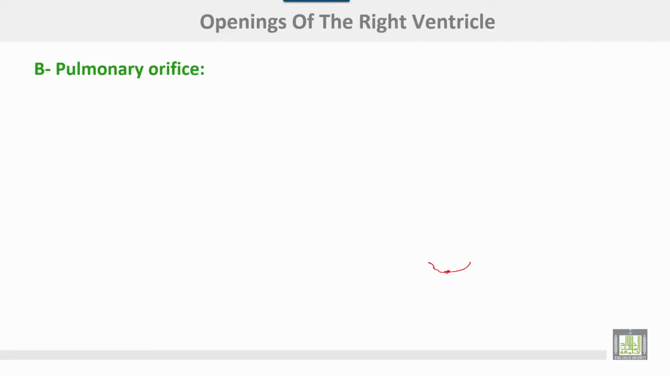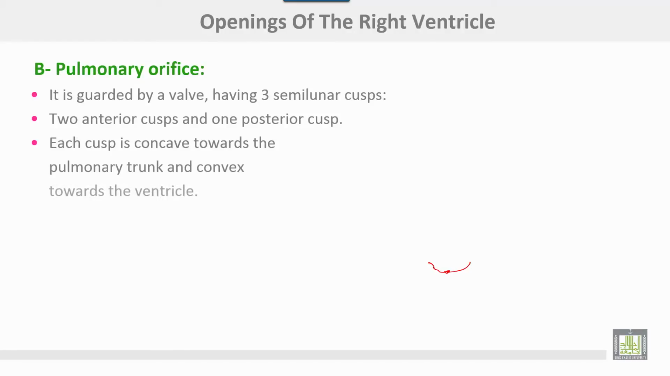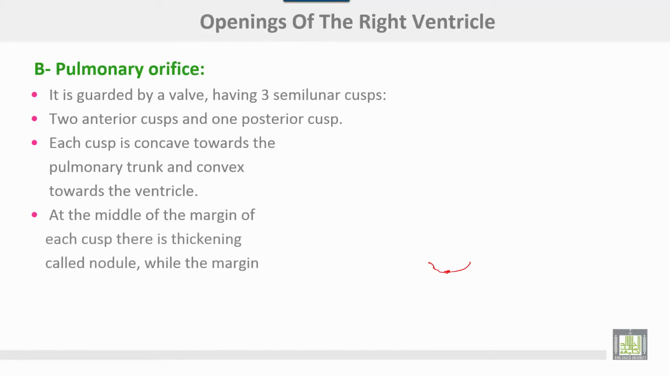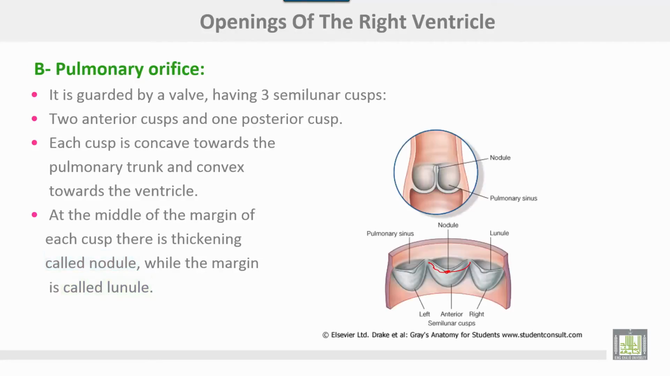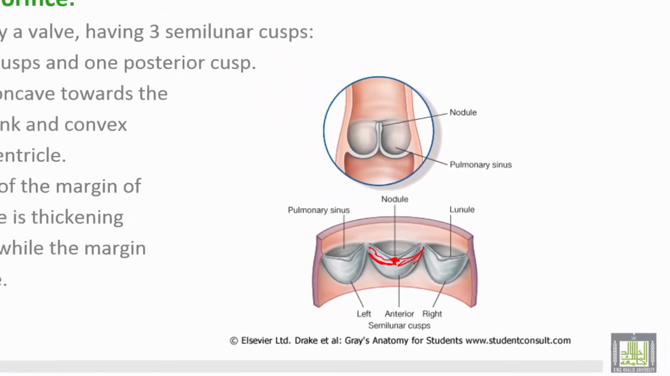Opening of the right ventricle, the pulmonary orifice, is guarded by a valve having three semilunar cusps, two anterior and one posterior. Each cusp is concave towards the pulmonary trunk and convex towards the ventricle. At the middle of the margin of each cusp there is a thickening called the nodule, while the margin is called the lunule. This is the nodule here, and this is the lunule of each cusp.